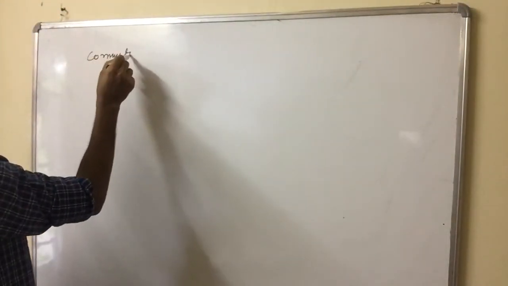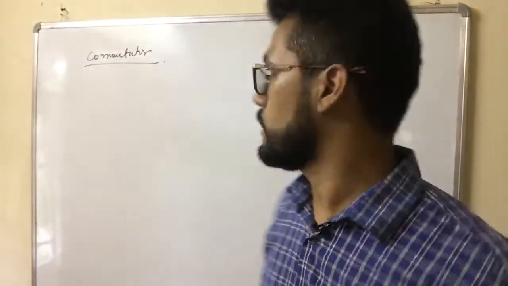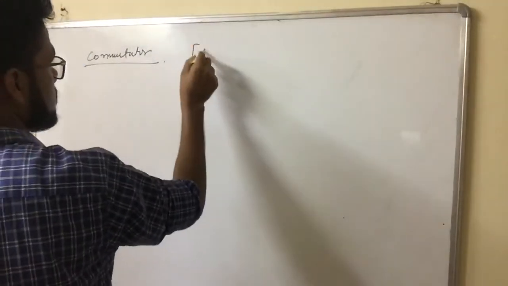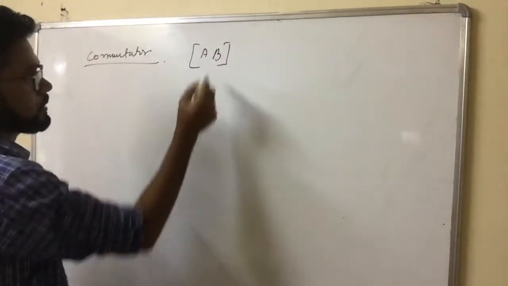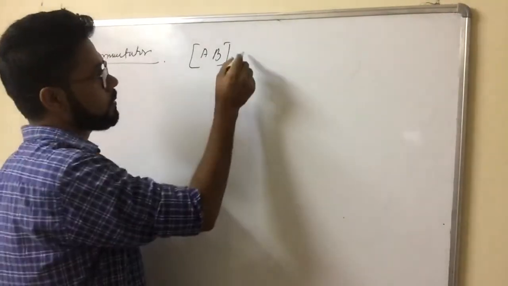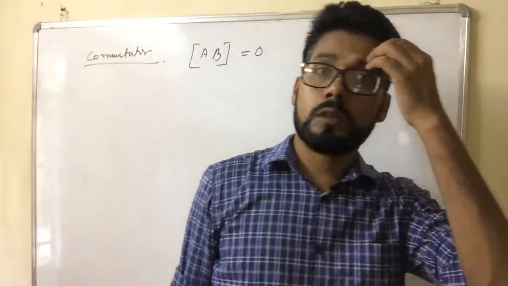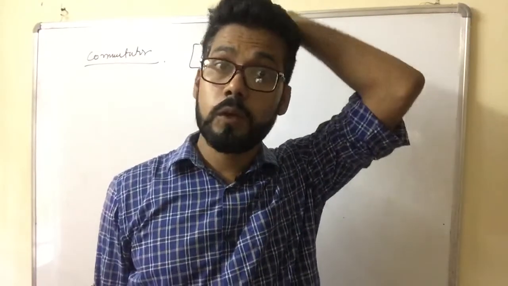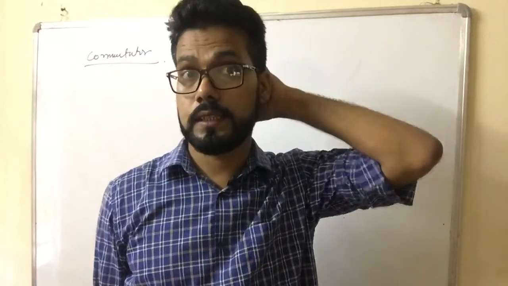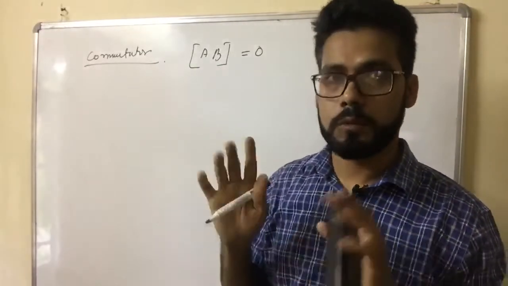Commutator. What is a commutator? We often write a commutator relation. It is represented as [A, B]. Commutator equal to 0, what do we mean by that? It means if the commutator of two physical variables, operators or observables is 0, we can measure those quantities simultaneously and with desired accuracy. If the commutator is 0, we can measure operator A and operator B simultaneously.